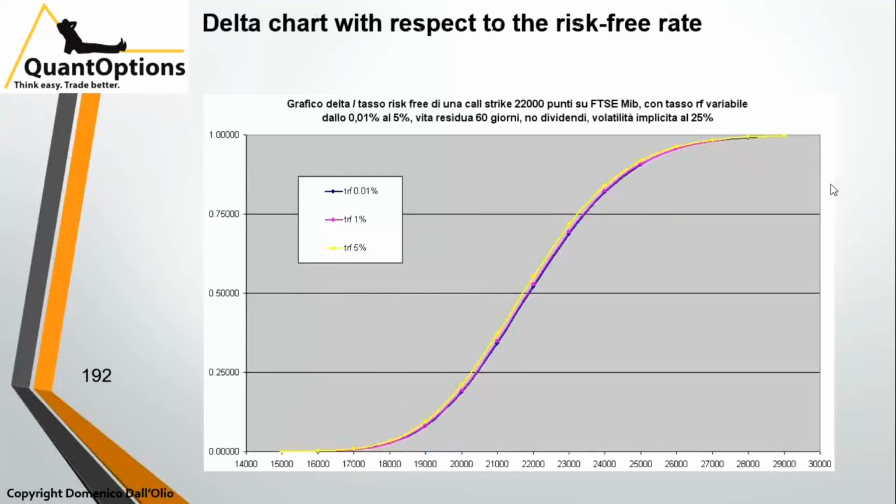Delta chart with respect to the risk-free rate. It's the proof that the risk-free interest rate is not of any importance. This is the graph of the delta with respect to the risk-free interest rate of a call strike 22,000 points with a variable risk-free interest rate ranging between 0.01% and 5%, residual life 60 days, no dividends, implied volatility 25%. You see, no matter the interest rate, more or less, the shape of the delta is always the same. So we can basically ignore the risk-free interest rate, also for other reasons which we will see in one of the next lessons.